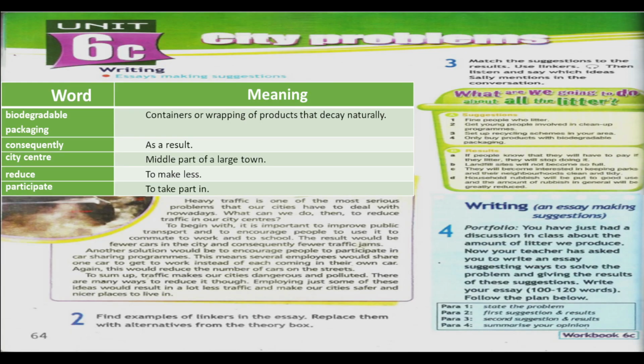Before we talk about the piece of writing that we're going to study today, let's check some meanings in order to understand the text. Biodegradable packaging. This phrase means containers or wrapping of products that decay naturally. Decay means to vanish after being used. Consequently, as a result. City center means the middle part of a large town.